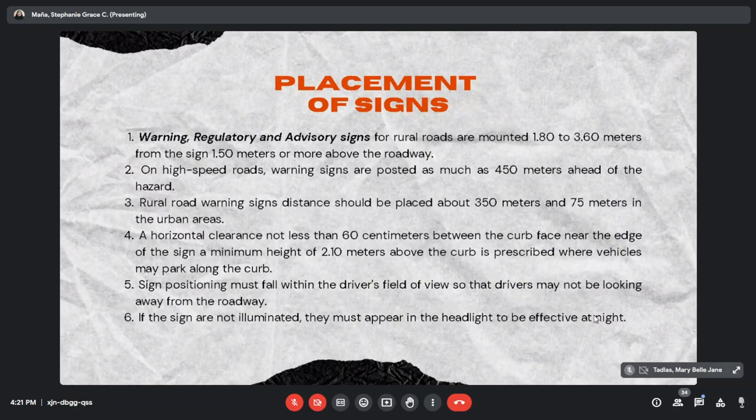So, the next one is, if the signs are not illuminated, they must appear in the headlight to be effective at night. So, if they are not neon colored or kanang dili yud hayag ang color sa signs, it should be placed where kung masigang headlight sa cars, makita siya diretso sa mga drivers. So that's all for my report po.